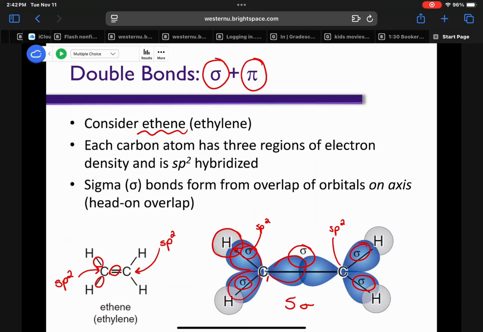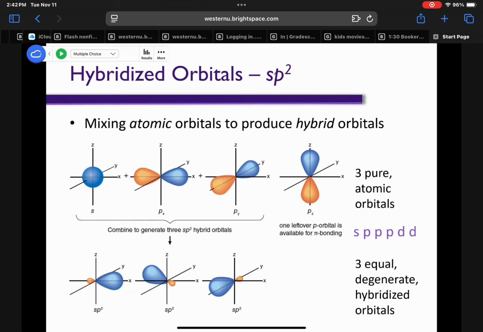So we have the sigma bonds taken care of. We have a single bond between each hydrogen and carbon. We don't have a single bond between the carbons, though. We have a sigma, that cool little symbol, but we also have something else happening. Where did these sp2 hybridized orbitals come from? Well, as we just mentioned, we pulled in an s, a p, and a p. Did we pull in px, py, or pz?